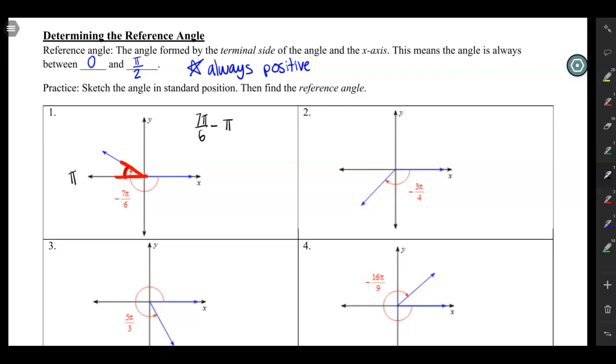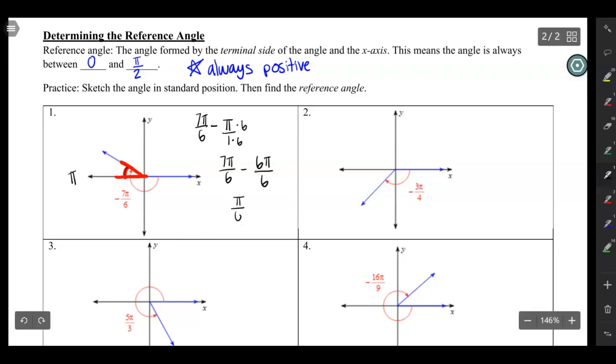So let's go ahead and do a quick review on how we subtract fractions. I'm going to write this pi over 1. And when we're subtracting fractions, they need to have the same denominator. So I am going to multiply the top and the bottom here by 6. And remember, as long as I multiply the top and the bottom of a fraction by the same number, it's going to be equivalent. So I've got 7 pi over 6 minus 6 pi over 6. And when you have the same denominators, you just subtract the numerators. So 7 pi minus 6 pi would just be 1 pi over 6. So pi over 6 is that reference angle. It's how much further I had to go past pi to get to the terminal side.